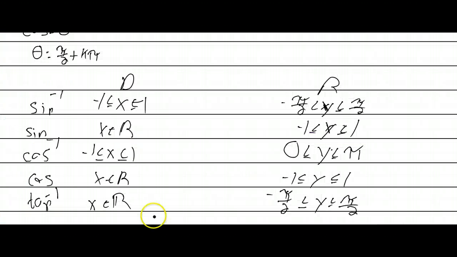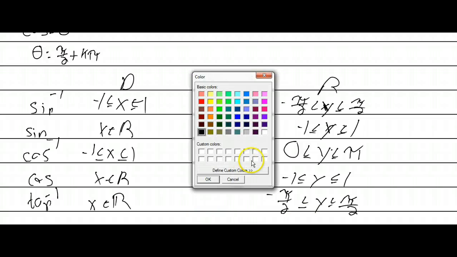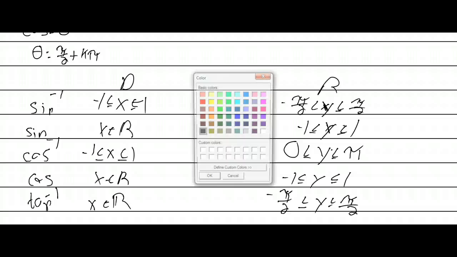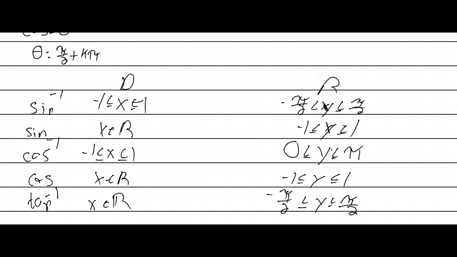So let's go ahead and fill out our range. For secant, we know our range is from -1 to negative infinity and 1 to infinity.